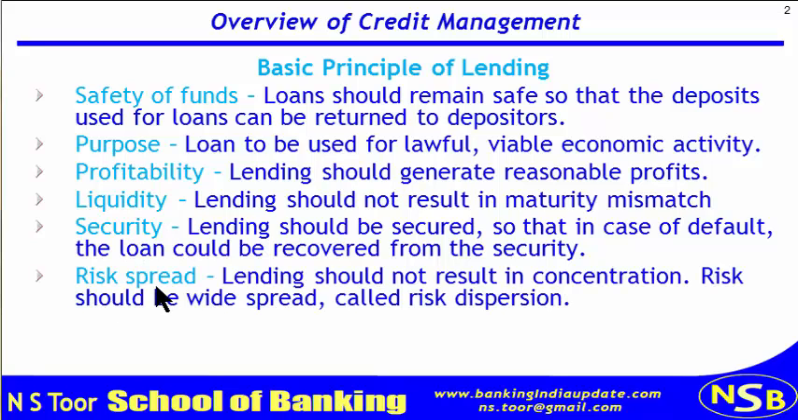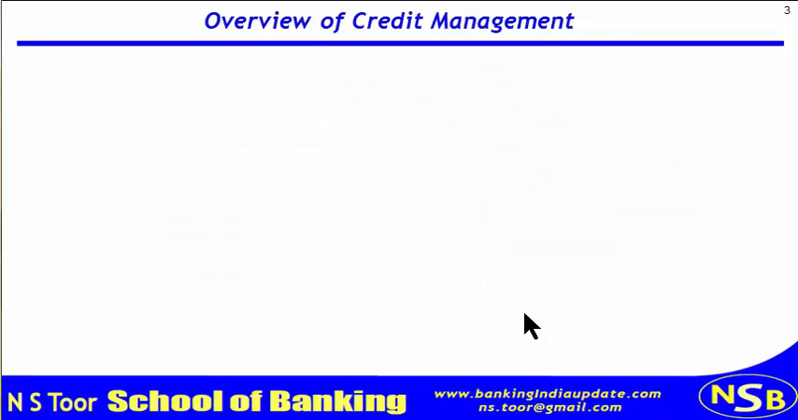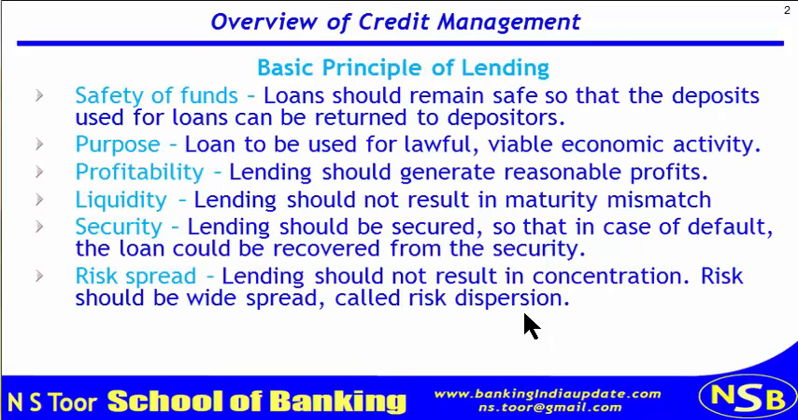Then another, risk spread. Whenever banks are giving loans, it gives rise to credit and other risk. Hence, the lending should not result in concentration. All the loans must not be given to one particular group of borrowers or in a particular geographical area or for a particular activity. So there should not be concentration. The risk must be widespread, called risk dispersion. Means loan should be given to a wide variety of activities. So these are basic principles of lending.